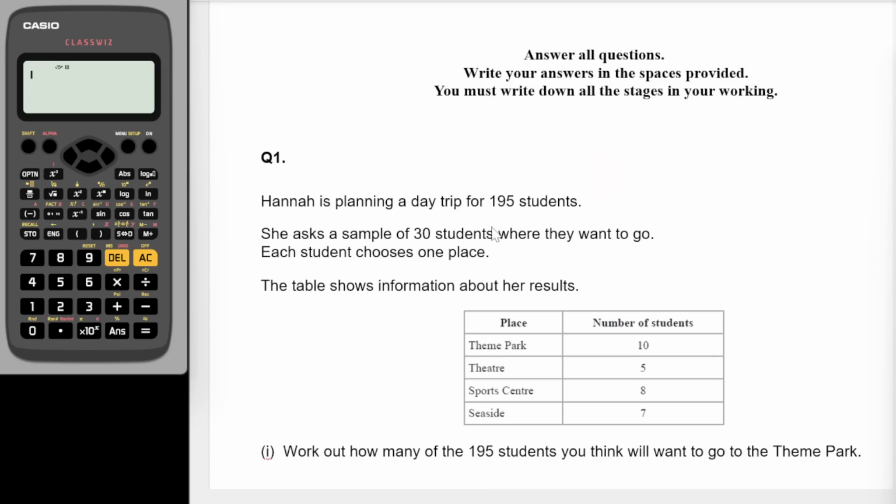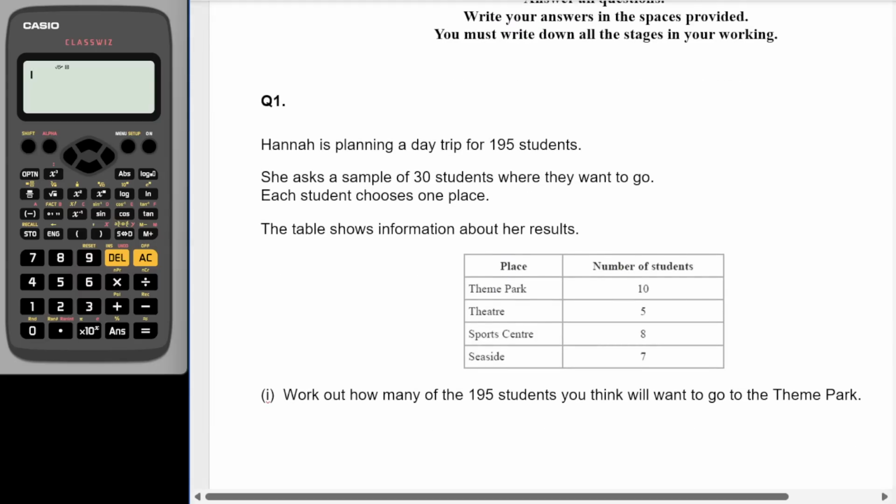Right, so question 1. Hannah is planning a trip for 195 students. She asks a sample of 30 students where they want to go. Each student chooses one place. The table shows information about her results. Work out how many of the 195 students you think will want to go to the theme park.